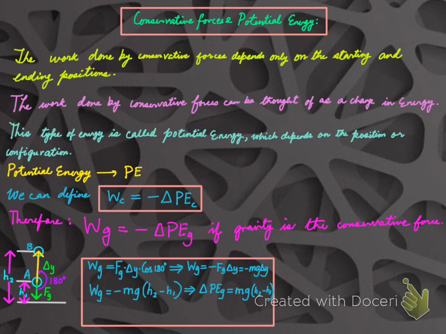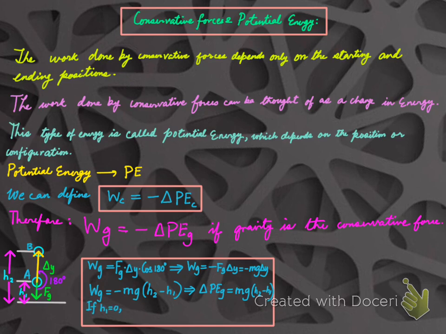So that means, from our previous definition where we said that the work done by a conservative force equals the negative of the change in potential energy associated with that conservative force, we can use that to say that the change in gravitational potential energy when you move the ball from point A to point B is equal to positive mg times (h2 minus h1).